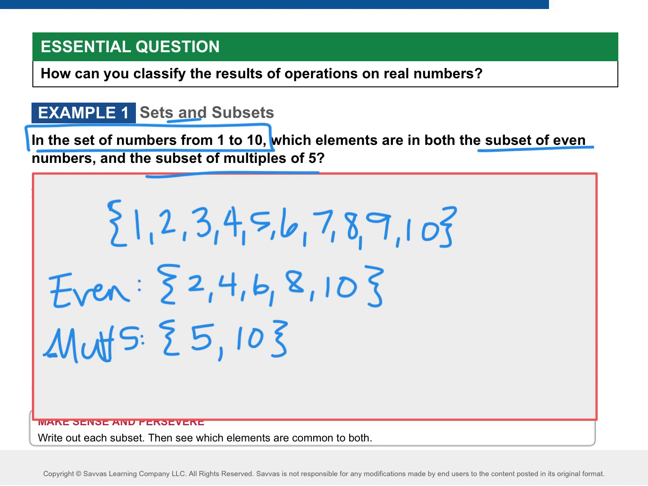All right, so this question specifically asked me which elements, remember the elements are the numbers, the values within, are in both the subsets. So I'm looking in these subsets, and the overlap that I see would be 10. So the only element that actually counts here is 10. So that would be your answer. The answer to which is in both is 10.